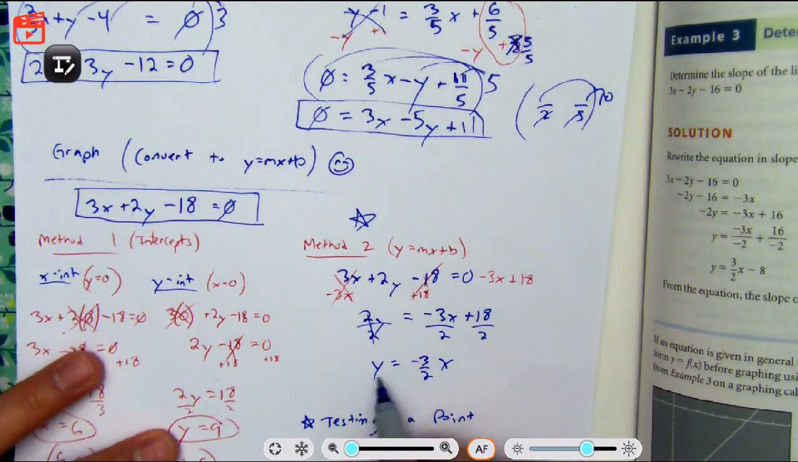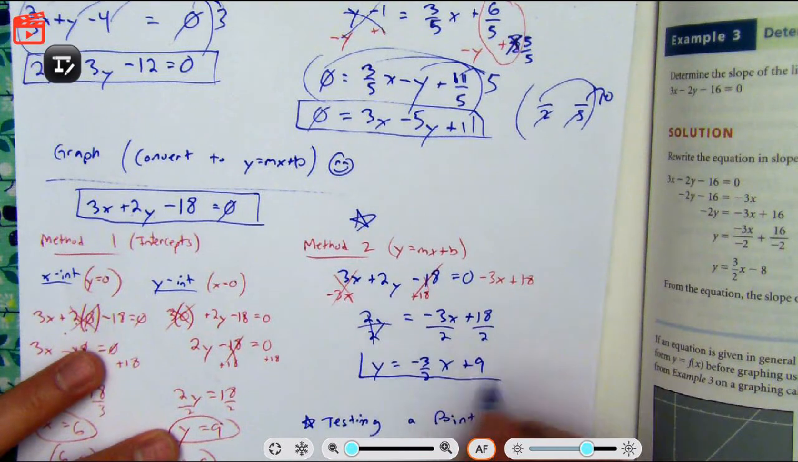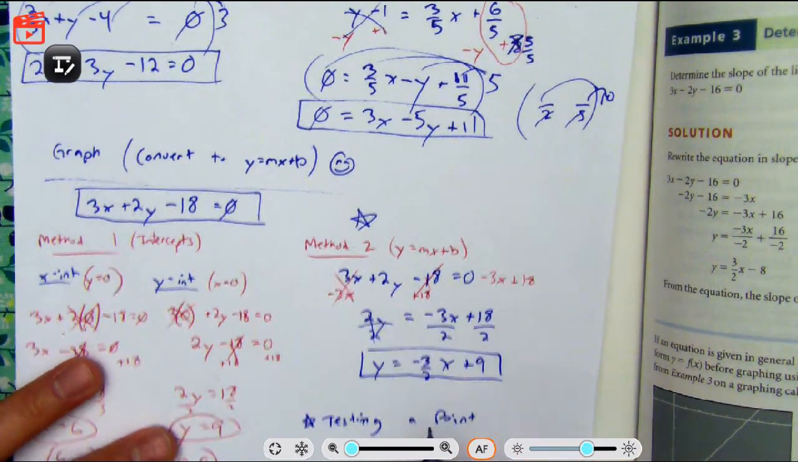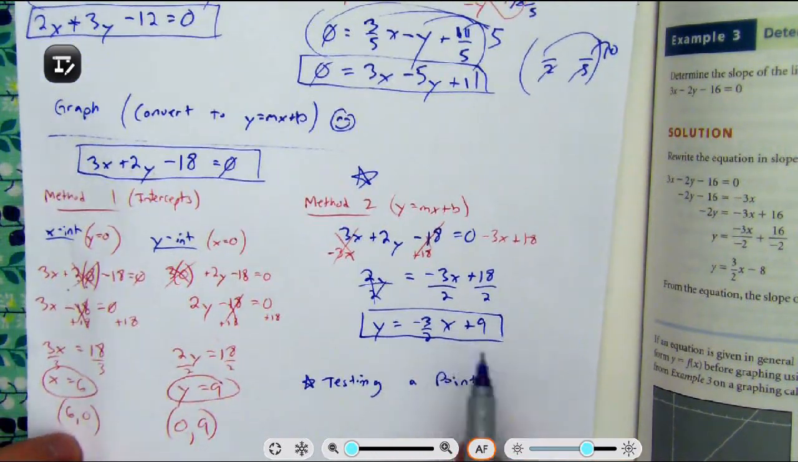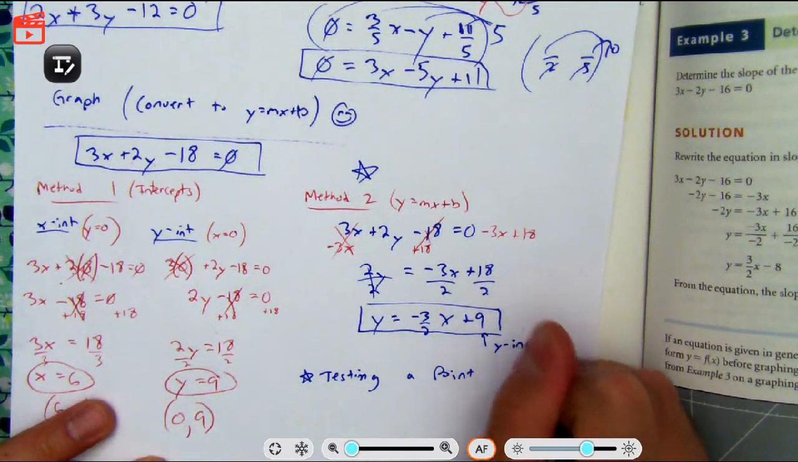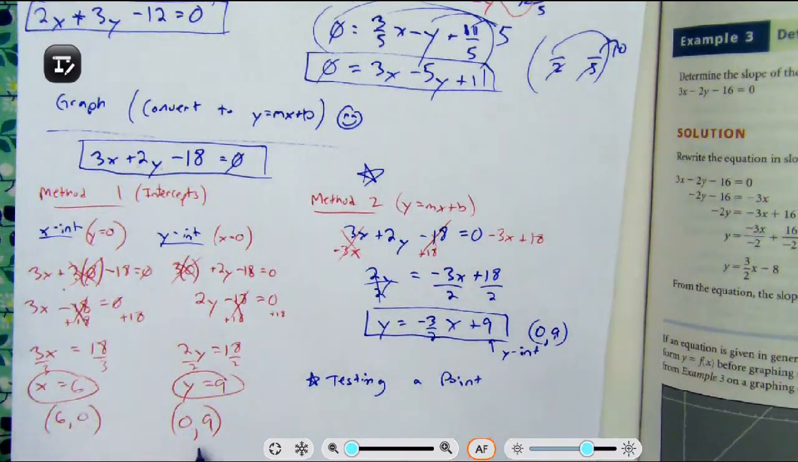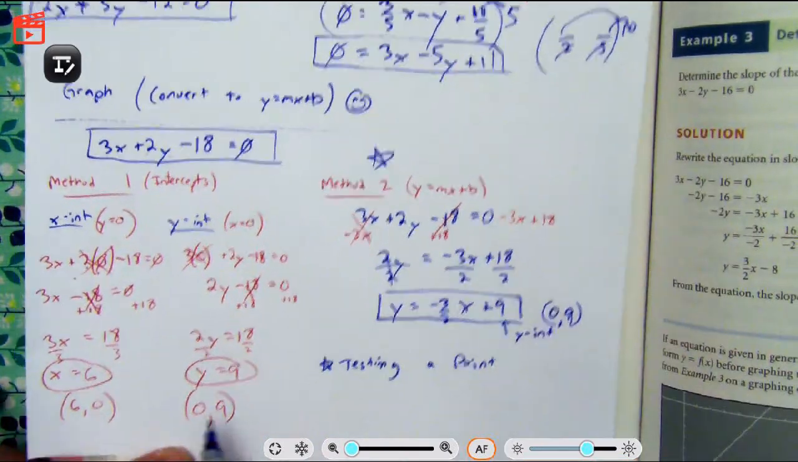There's your y equals mx. And then the plus b, 18 divided by 2 is 9. So there's your y equals mx plus b form. I like that because that's always easy to graph. You would start with your y-intercept on the graph. Again, that's (0, 9). That's that same point we got earlier when we did the other method.